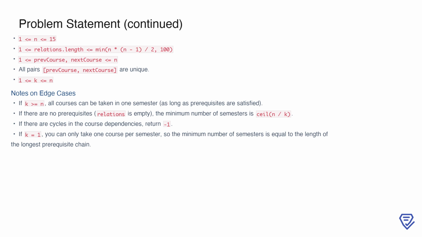Some important observations include, if k is greater than or equal to n, you can complete all courses in a single semester, provided there are no prerequisites blocking them. If there are no prerequisites at all, the minimum number of semesters is simply the ceiling of n divided by k. Lastly, if k equals 1, you can only take one course per semester, so the total number of semesters required will be determined by the length of the longest chain of prerequisites. These constraints and edge cases will help guide your approach to solving the problem efficiently.